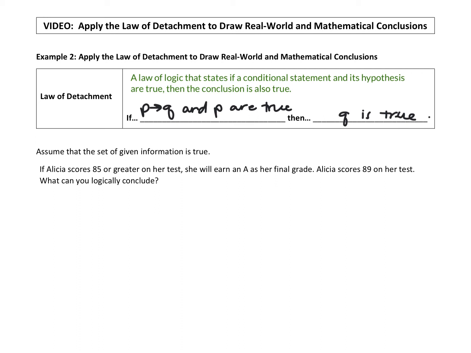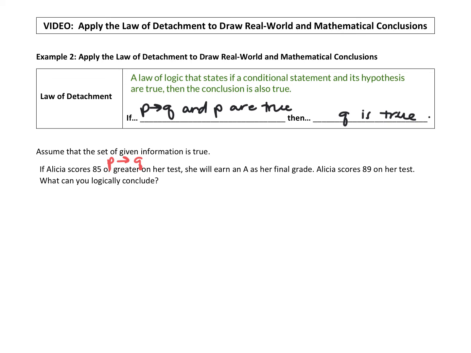So let's make sense of the law of detachment with a real world and mathematical example. So assume that the set of given information is true. Here we have a conditional. It says, if Alicia scores 85 or greater on her test, she will earn an A as her final grade. So that's the conditional. I'll go ahead and write above that, there's your if P, then Q. And it tells us to assume the set of given information are true. So if your conditional is true, we've got that, and the hypothesis.